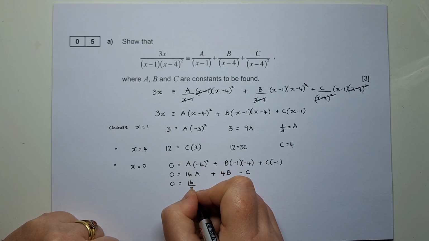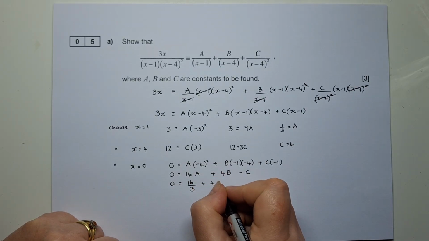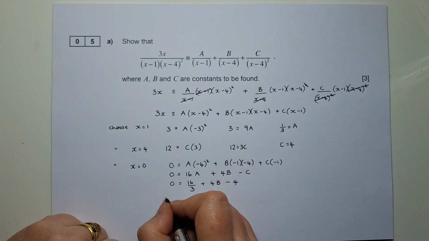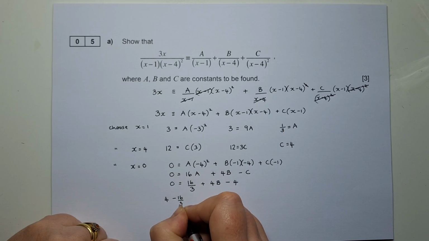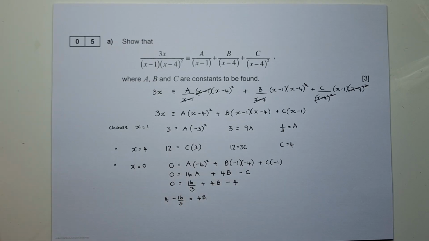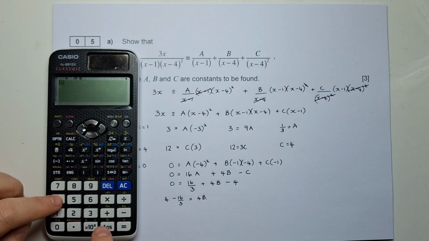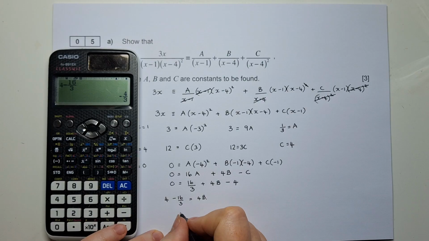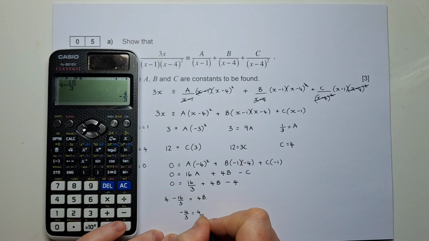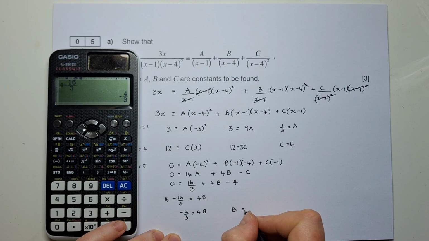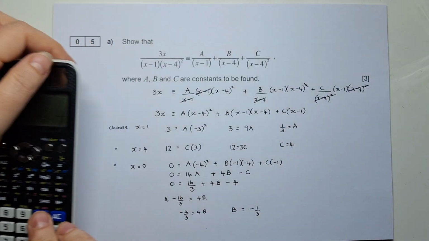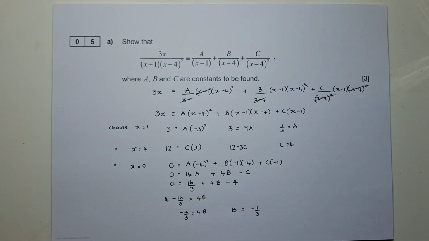16 times a third is 16/3. So if we put the number for a and the number for c in, let's hop the 4 and the 16/3 across. Let's work out what that comes to. Doesn't look that nice. Let's hope we get a nice answer. Okay, so we get minus 4/3 is equal to 4b. So if we divide by 4, you can see we're going to get minus 1/3. So it's not too horrible. We don't normally have fractions, but these aren't nasty fractions, so hopefully this is all fine.